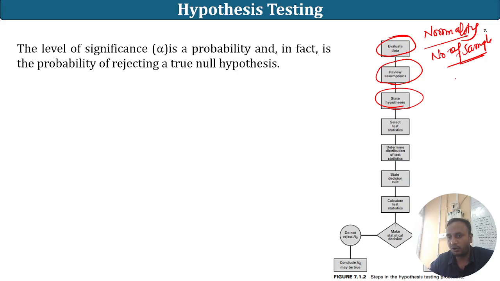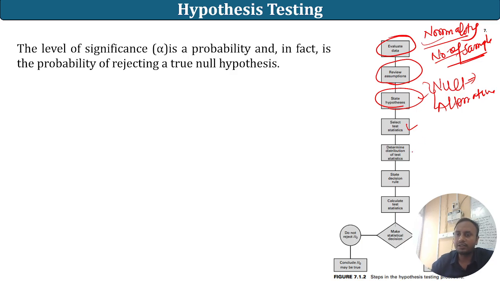Let's say we talk about drugs. If we have two drugs, we have to check which drug has more efficacy. In that case, we have to decide. The first one is the null hypothesis: we say both drugs have the same effect. Then the alternative is that both drugs do not have the same effect. Once we set the hypothesis, we have to select the test statistic based upon the number of samples and whether the data is normal or not.